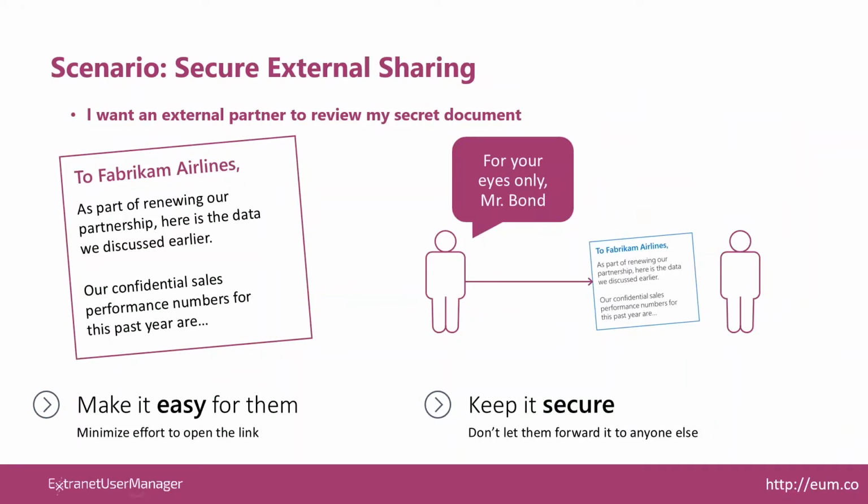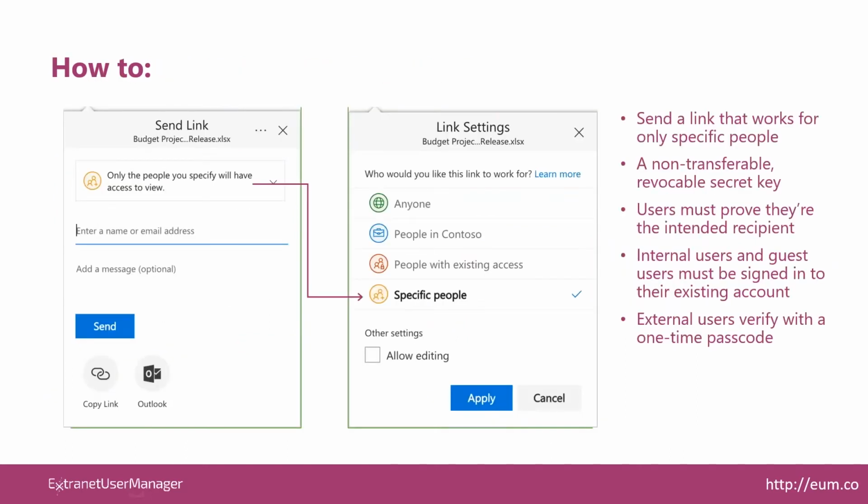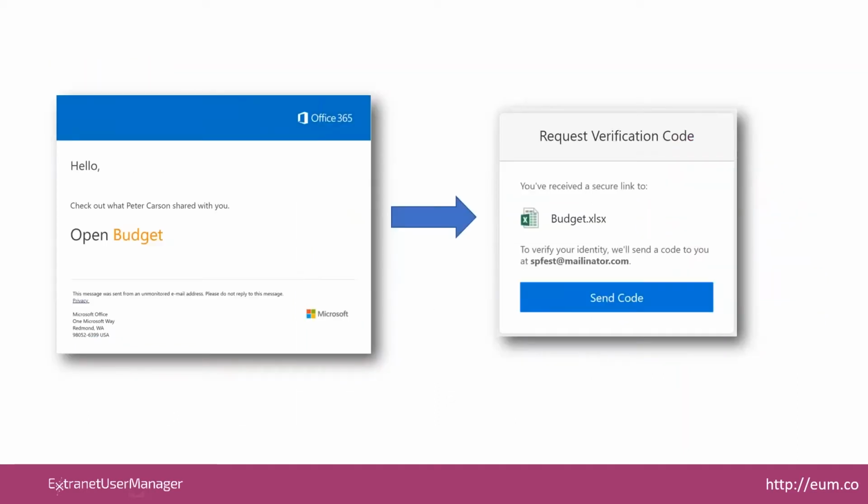Now let's take the security up another notch from here and say, well, you know what? I don't want a link that anybody can just forward around. I want something that's tied to that person that I'm sharing it with, and it's for their eyes only. So in this scenario here, I'm going to send it to specific people. And what it does is it creates a secret key as part of that link. Now, the user that receives the link actually has to prove that they're the intended recipient for that. So let me walk you through what that looks like.